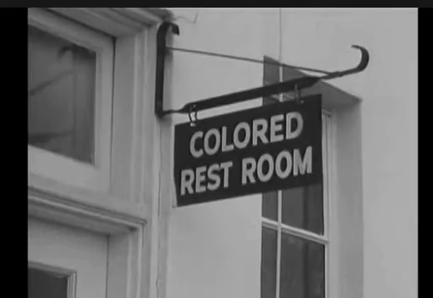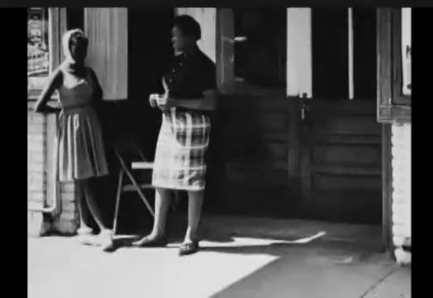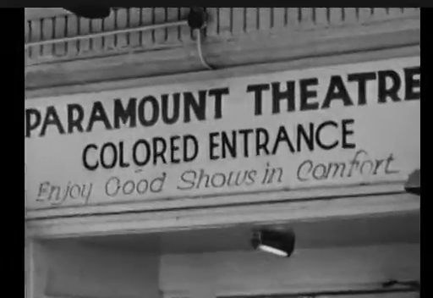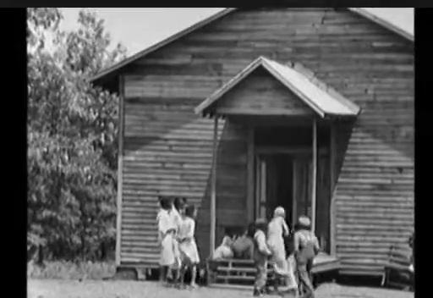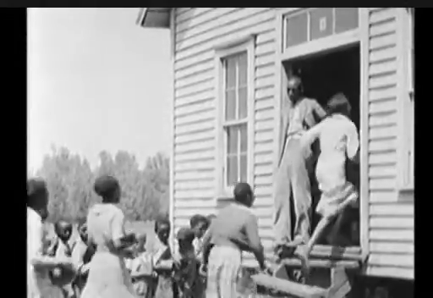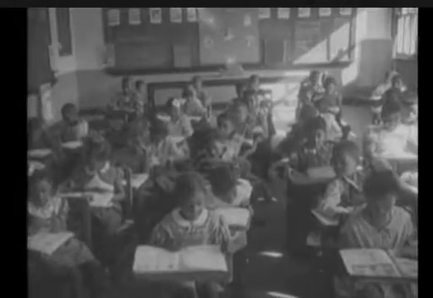Separate but equal. For more than half a century, these three words plagued America. The doctrine, separate but equal, provided the legal basis for racial segregation in the United States from 1896 until 1954, when the Supreme Court handed down the landmark decision Brown versus Board of Education.